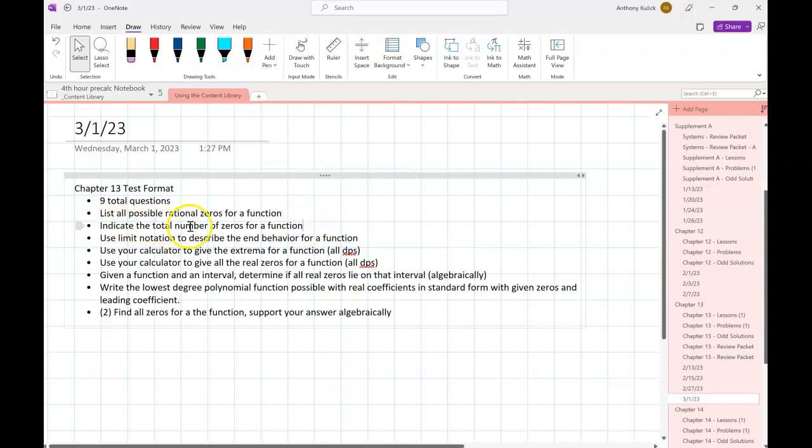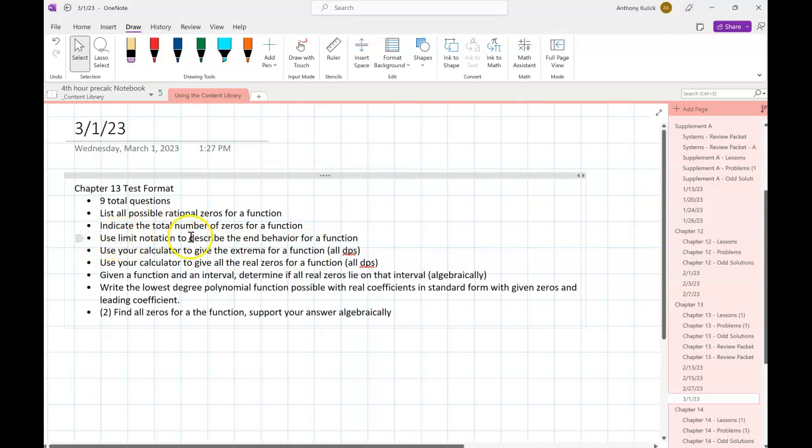You have to indicate the total number of zeros for a function. How do you do that? It's the degree. Exactly right. Good job, Ryan. So again, if you didn't remember that, I would put that on my note sheet.